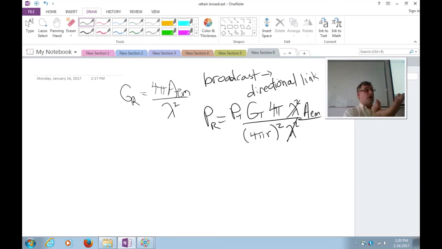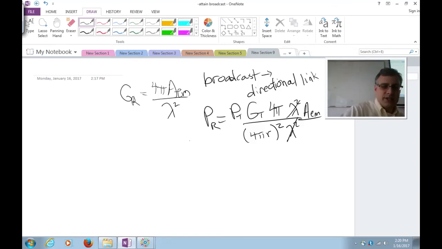So that begs the question then, what if I have two apertures? I have a fixed amount of area at my transmitter and a fixed amount of area at my receiver, and I want to exchange power, and I have the freedom to point both of those.